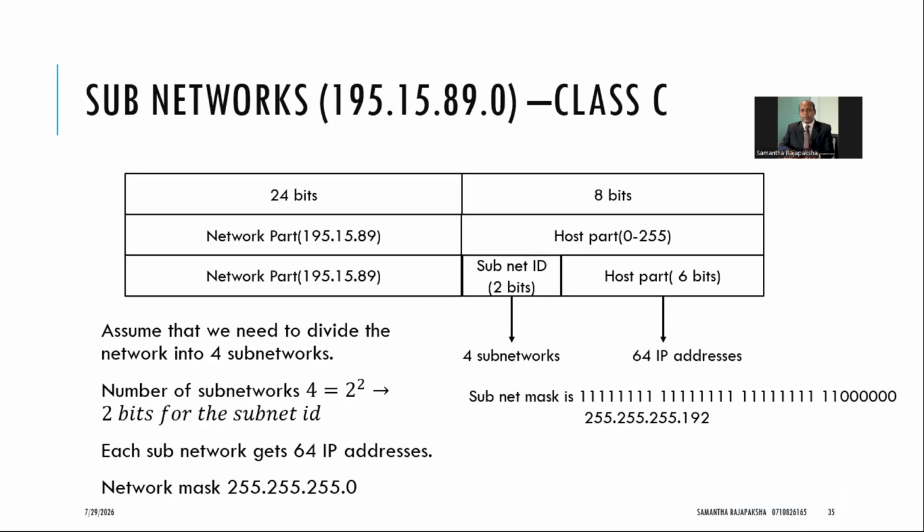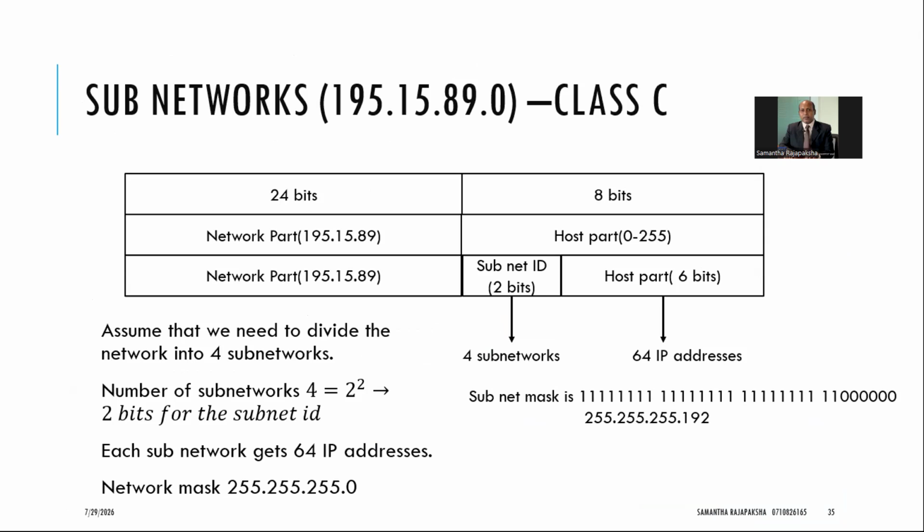So in that case, actually, we are going to allocate 64 machines for each subnetwork. Therefore, there should be 6 bits for the host, and the other 2 bits are used to identify the subnet. So the subnet ID gets 2 bits, and the host gets 6 bits. Why does the host get 6 bits?